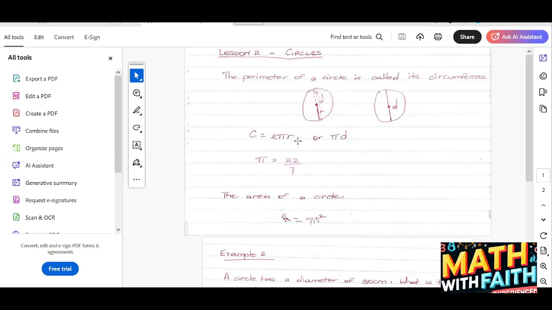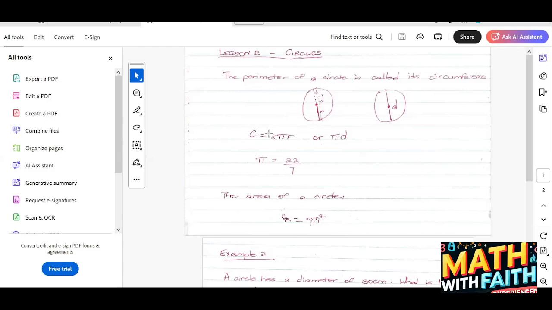R is the radius. So this is a circle. The radius is from the center to the edge of the circumference. That is called the radius, right? And the diameter is the entire length across the circle through the center, from one end to the other end. That's the diameter, right? So the radius is half the diameter. So if the circumference is given as 2 pi r, it can also be given as pi d, because 2r, or twice the radius, is equal to the diameter, right?